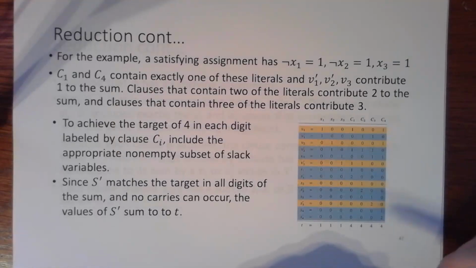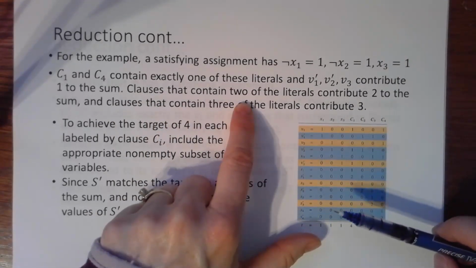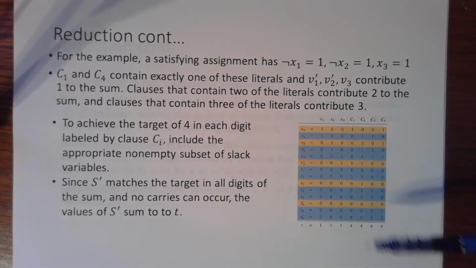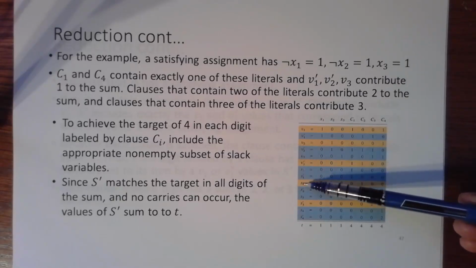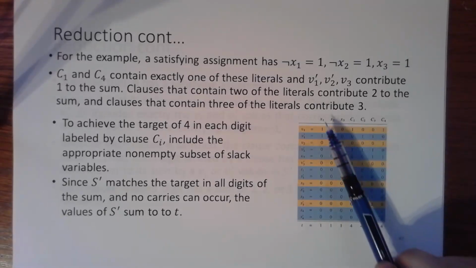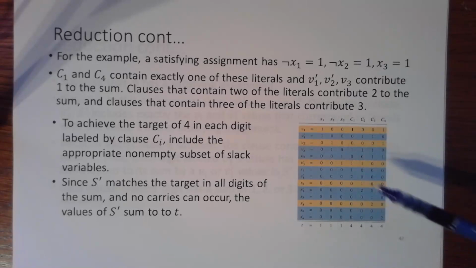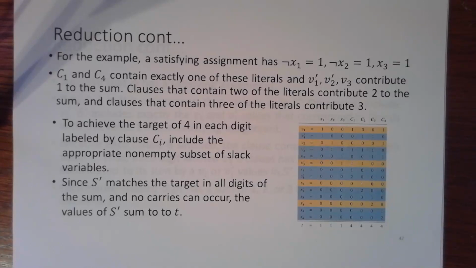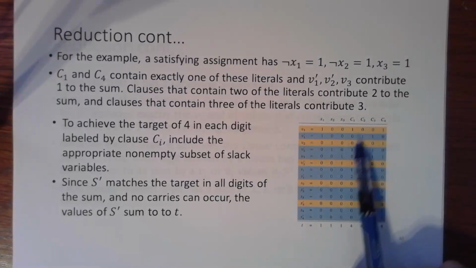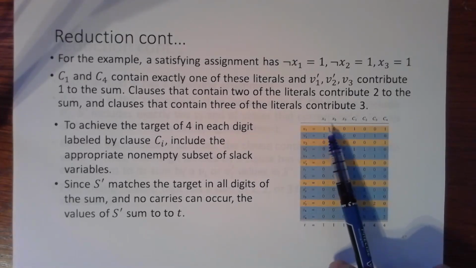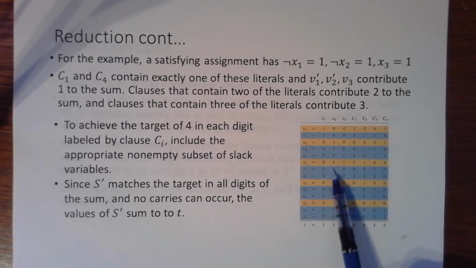If we look at clauses that contain 2 of the literals, they're going to contribute 2. 3 of the literals will contribute 3. And as we said, we then choose the slack variables to make everything else add up to 4. So if we have a satisfying assignment, I can definitely choose a subset of these to add up to the required target. In a similar way, if I can find a subset that adds up to the required target, then I make the truth assignments according to what I see here.